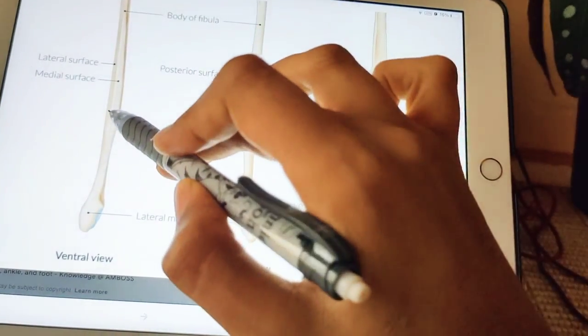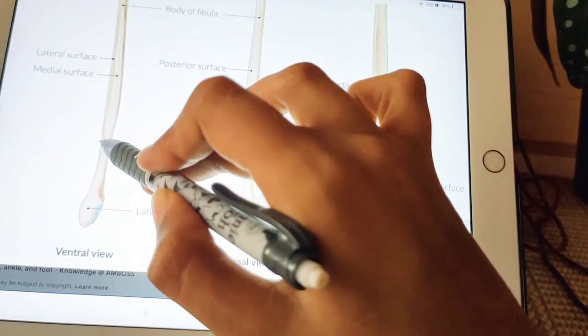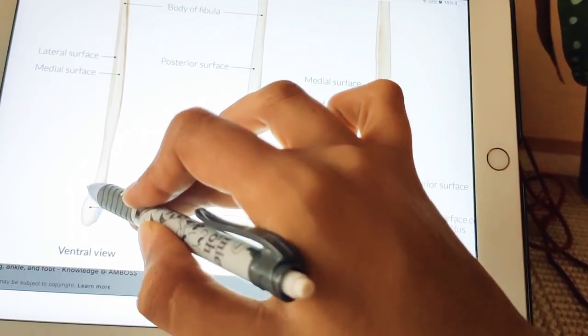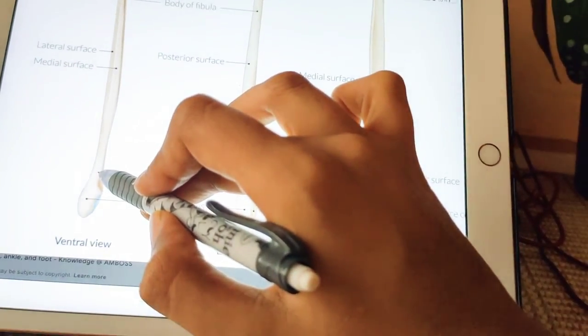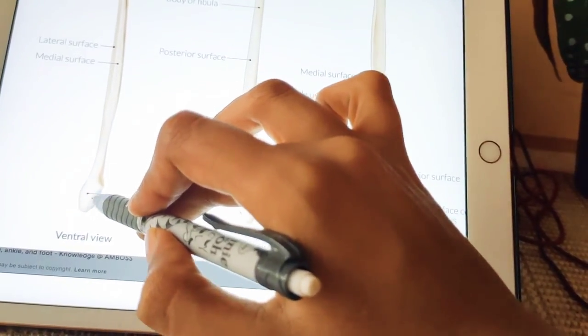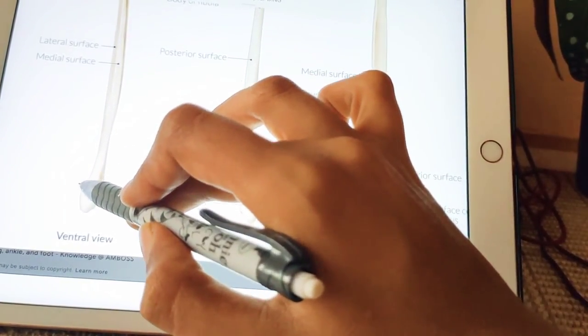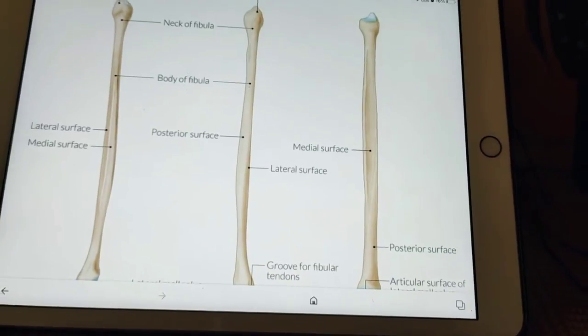So this one, it will come like this, and here it forms this side. On the lateral side it will form a triangular area like this, okay. So this is the triangular area on the lower end, which is continuous with the lateral surface of lateral malleolus. This is lateral malleolus, so it is continuous with lateral side of lateral malleolus, okay. Next we'll see the posterior border.